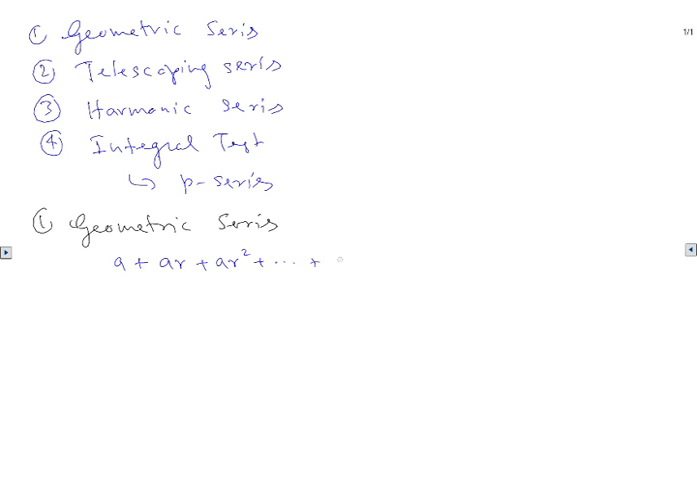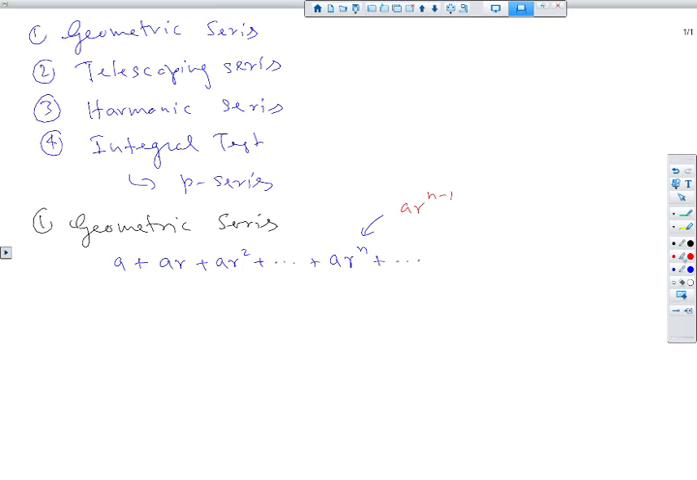So that means you can write the nth term as ar^n or ar^(n-1), depending on how you want to write it. If you write it like that, your n starts with 0. Another way is to write this as ar^(n-1). It's up to you, but make sure that you start with the right notation. Let's go with this one. Then this is not the nth term, this is the (n+1)th term, but that doesn't matter.